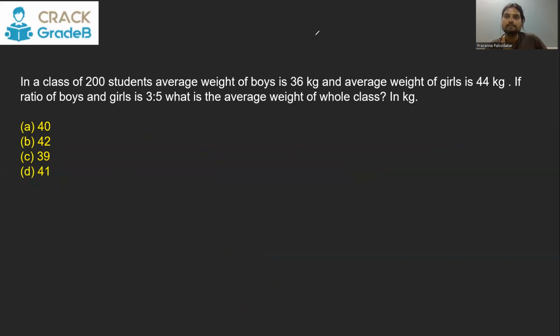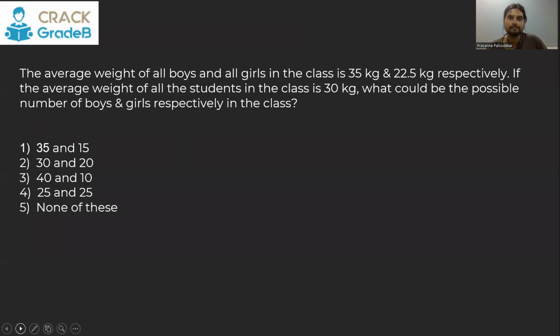Now let's see a question on this concept. It says the average weight of all boys and all girls in the class is 35 and 22.5. If the average weight of the whole class... so the resultant is given here. You know when the resultant is given, we use the allegation. On the first side, we write the average of the first group. So the boys' average is 35. On the second side, we write the average of the second group, that is the girls, which is 22.5. And in the center, we write the resultant average of the entire class.